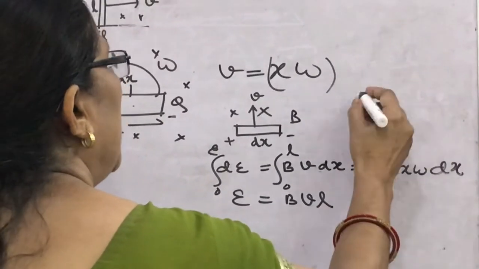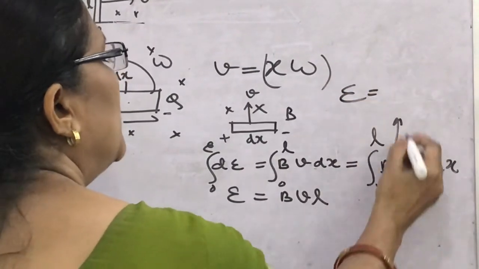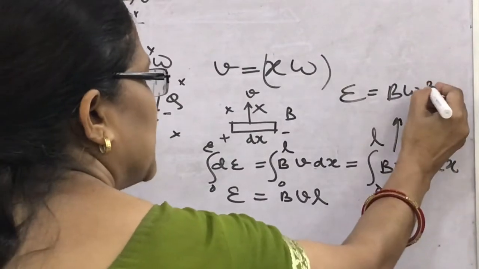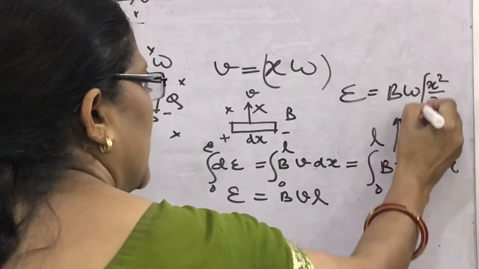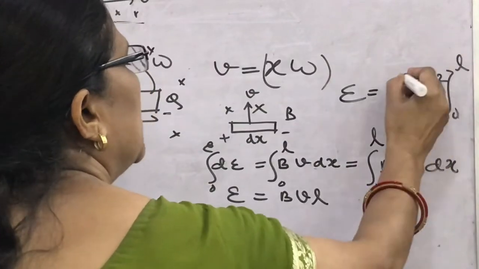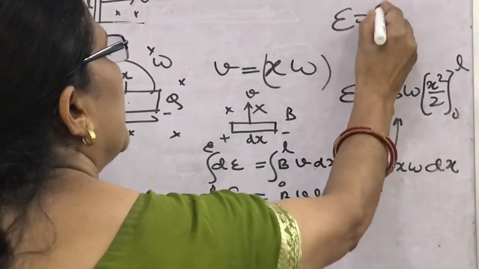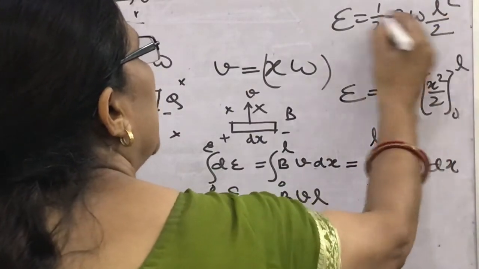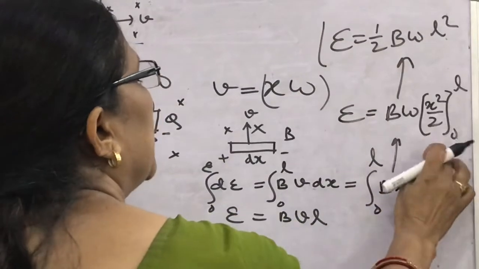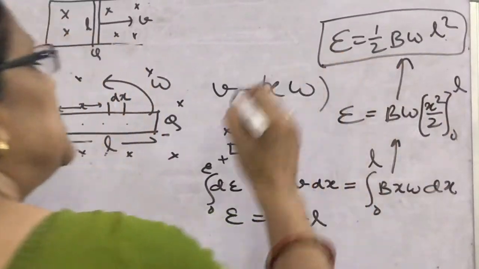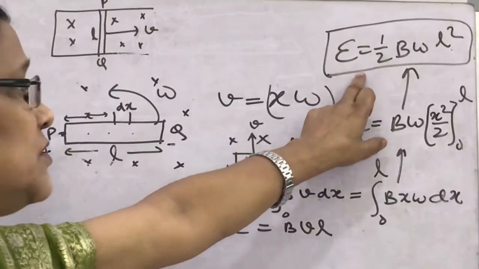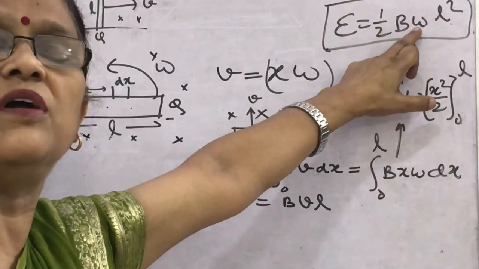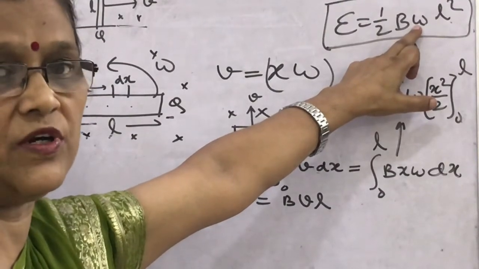So, what will you find? This EMF is B omega, and what is the integral of x dx? X square by 2, and what are the limits? 0 to L. So, finally, you will get EMF equal to half B omega L square, L square, this is by 2 here. So, this is the motional EMF produced due to the rod's angular motion, the rod moving with constant angular velocity, that is rotational motion of the rod.